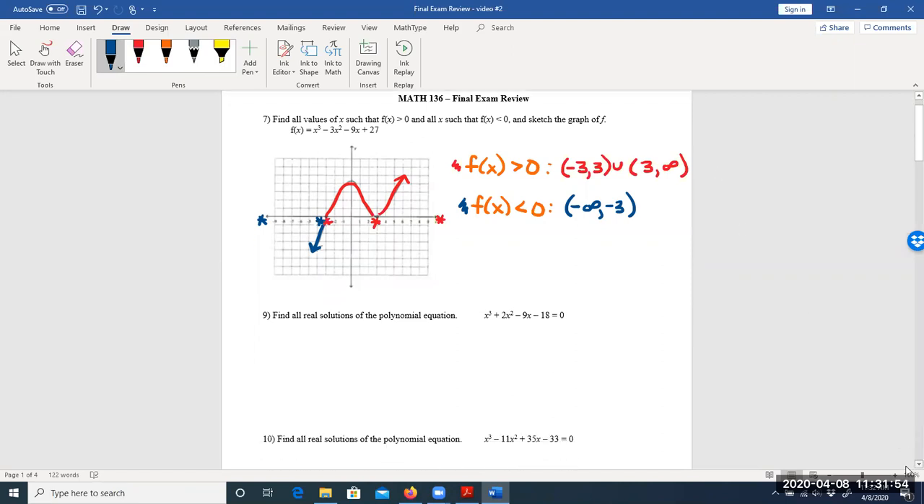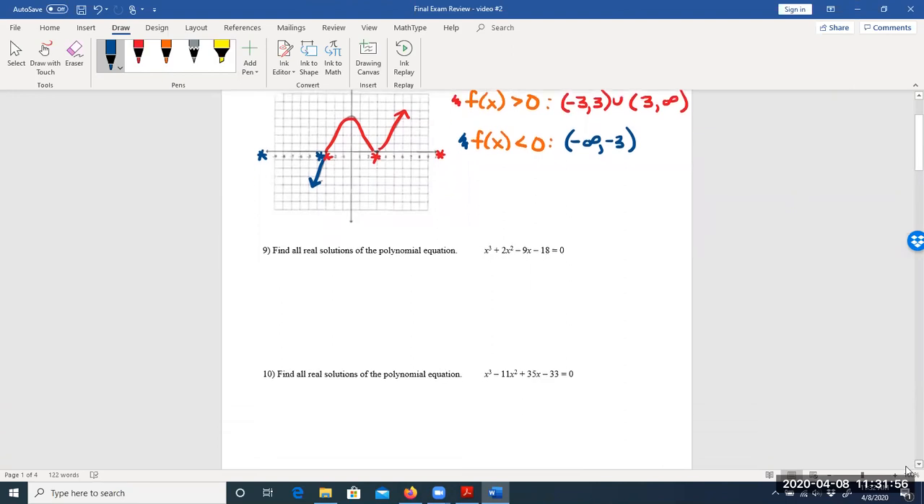All right, moving on to the next problem, number 9. We want to solve this polynomial equation, and I can factor by grouping for this one. So let's see how that works. In group 1, the GCF is x squared, and I'm left with x plus 2. In group 2, if I pull out a -9, I'm again left with the binomial x plus 2. So my factors are x plus 2 and x squared minus 9.